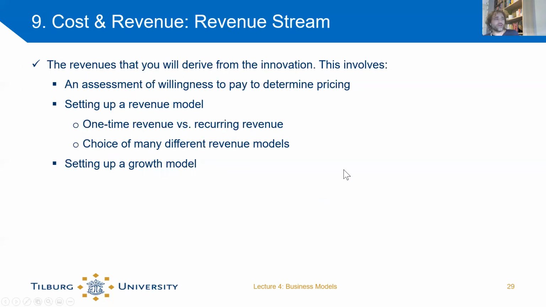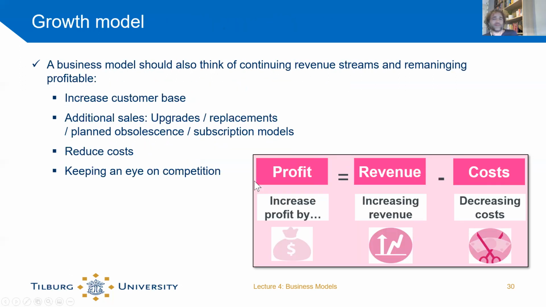Before we turn to the different revenue models that there are, let me first explain a bit about the growth model. I think I already explained it: it's thinking about what else you can do to generate revenue. So increasing your customer base, targeting different groups of customers, additional sales, upgrades, replacements, planned obsolescence, subscription models, etc. Upgrades, buy a new phone. So upgrades to a phone, buy an extension. Replacements, buy a new phone.